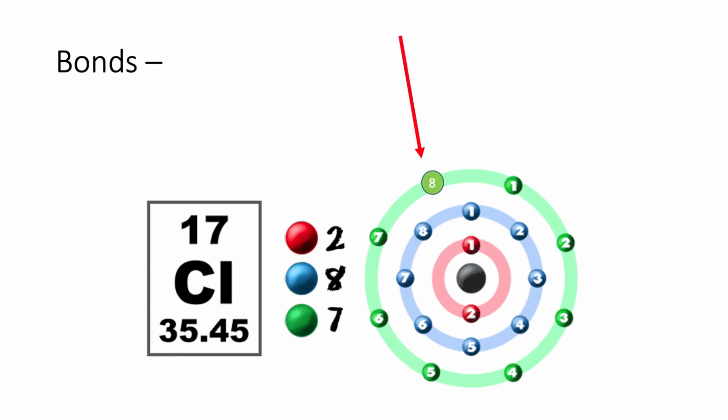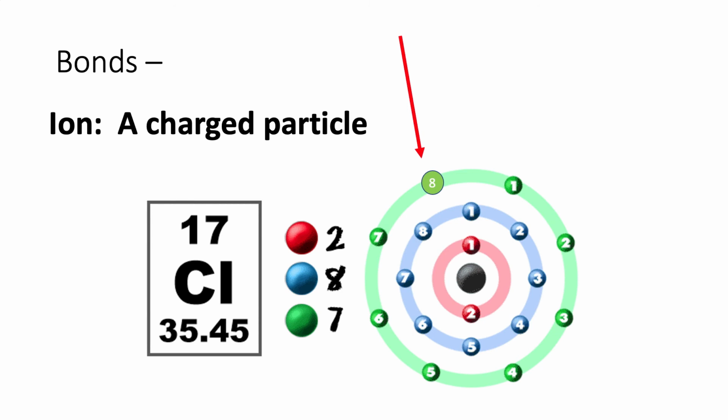So what we end up doing is we add an electron, and it becomes a charged particle. Because again, we had 17 protons, but now we have 18 electrons. So now chloride has become a chloride ion, a charged particle, and it's negatively charged because it has more electrons than it does protons. Now, if you let lithium and chloride be close to one another, what happens?